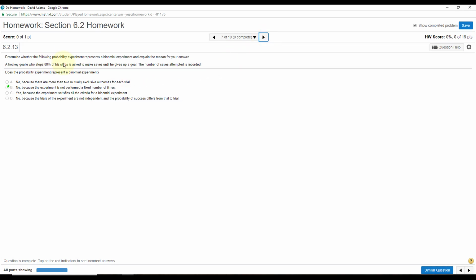Now, this one is not, because you don't have a fixed number of trials. He's going to keep shooting until he gives up one goal. Okay, because the experiment is not performed a fixed number of times. He stops 88% of his goals and is asked to make saves until he gives up one goal. All right, until is the key here. There's not a fixed number of trials.